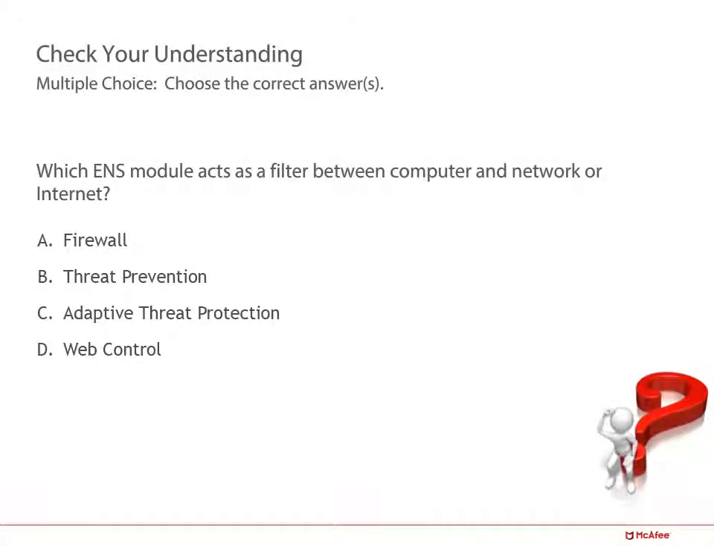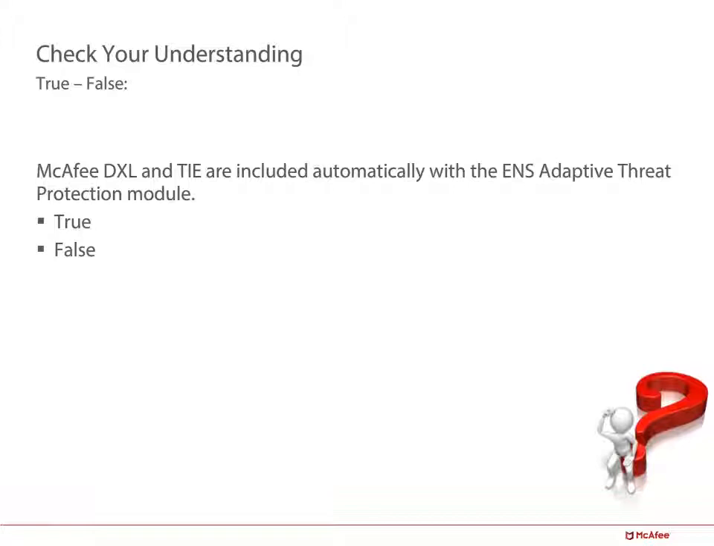Which ENS module acts as a filter between the computer and the network or internet? Is it the firewall, threat prevention, adaptive threat protection, or web control? So if you said the firewall, you are correct. Check your understanding. McAfee DXL and TIE are included automatically with the ENS Adaptive Threat Protection module. True or false? Well, if you said false, then you are correct.